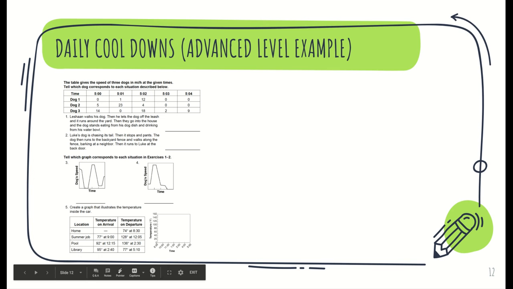As we go through this unit, I will assess scholars daily with cooldowns. My cooldowns are divided into 3 categories. Advanced level cooldowns, which is the example on the screen. These cooldowns allow advanced scholars to use their literacy level to solve problems. And these scholars are also expected to do more comprehensive work. And you'll see as we look at the other examples that these scholars actually are going to draw a graph, not just relate graphs, tables, and scenarios.